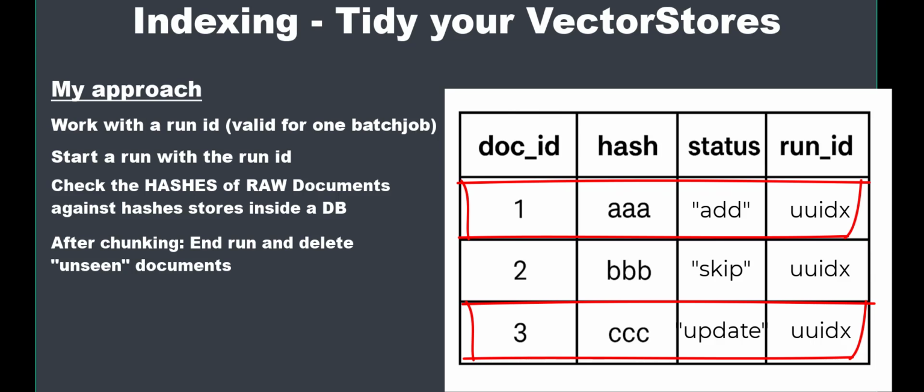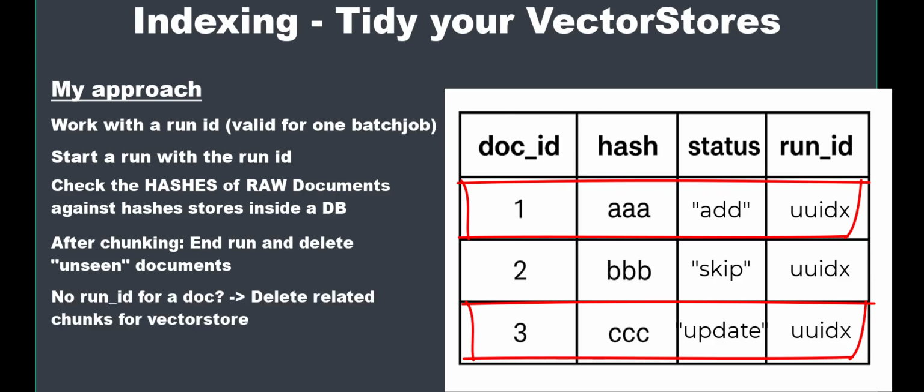After checking all the documents, we look up the SQL table. Any rows that do not have the current run ID stamp mean that those documents were not seen in the run, so they've probably been deleted upstream. Then we remove the chunks from the vector store and delete all those rows from our small table. And that's the entire trick. Compare documents early, chunk later.